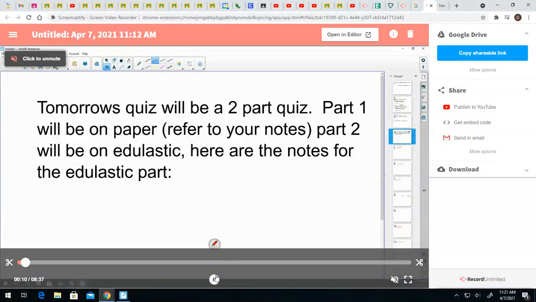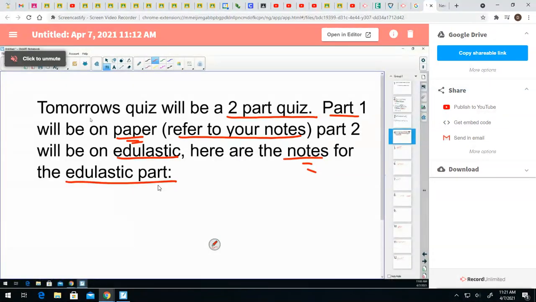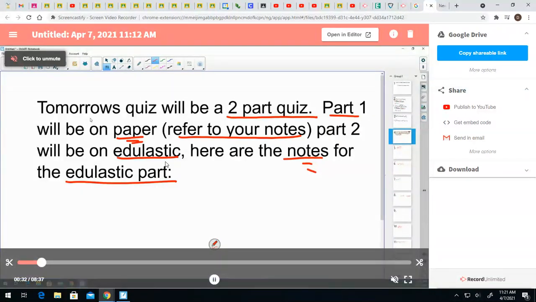Hello everyone. So tomorrow's quiz will be a two-part quiz. Part one will be on paper, like in a video, so you want to refer to your notes for part one. And part two will be on Edgenuity. So here are the notes for the Edgenuity part, which is part two.